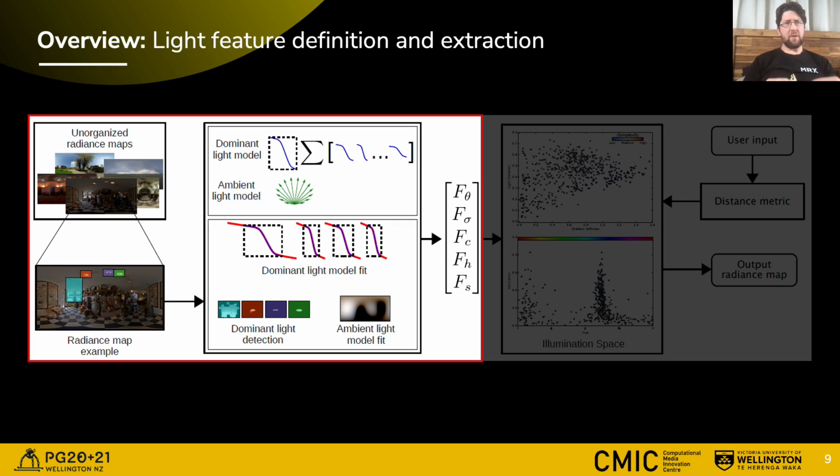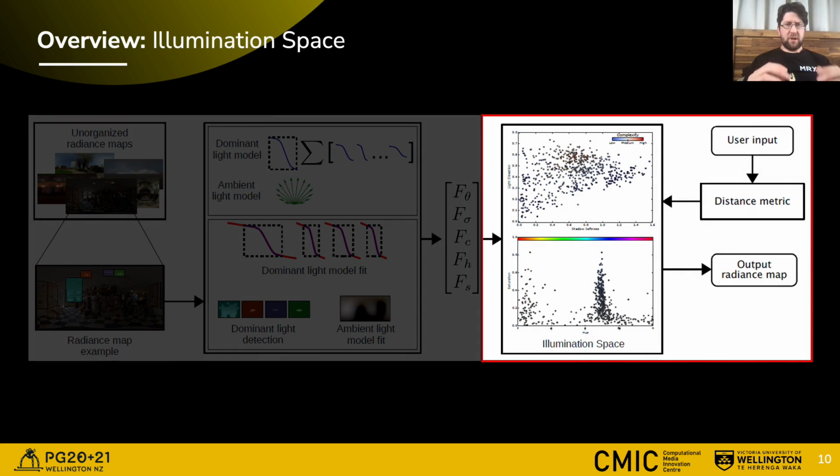To do this, we have a light feature definition and extraction stage, where we go through an unorganized Radiance map collection, extract the dominant lighting properties, parameterize those, and as well as we also parameterize the ambient lighting of each Radiance map. This results in 5 features for each Radiance map. We then visualize the Radiance map database by plotting each Radiance map using its 5D feature vector in 2 scatter plots. This not only visualizes the database, but also allows artists to interact and browse through the database.